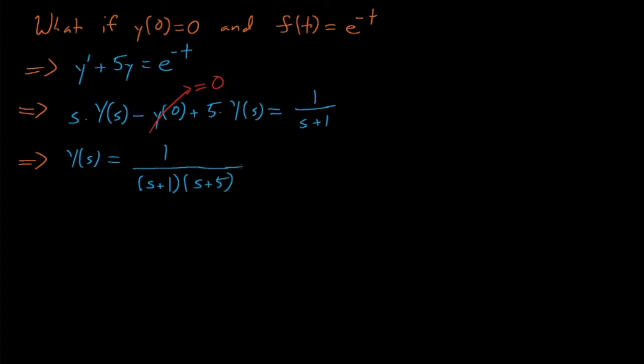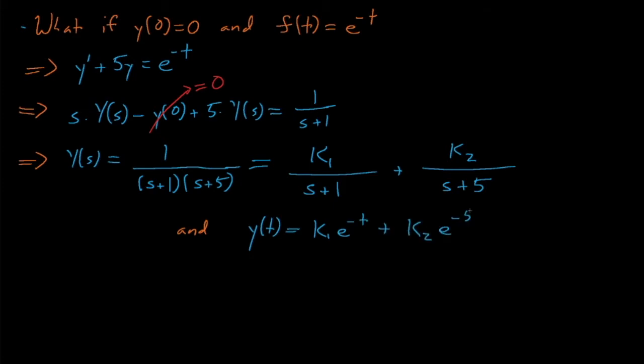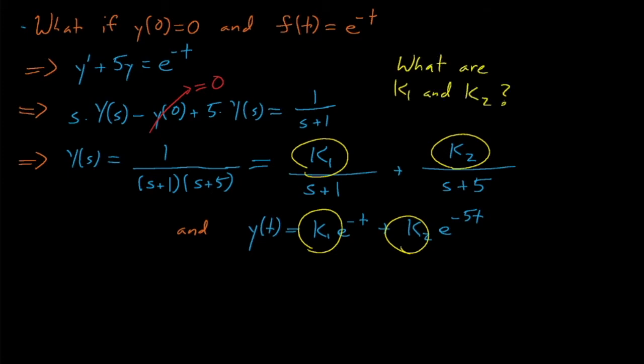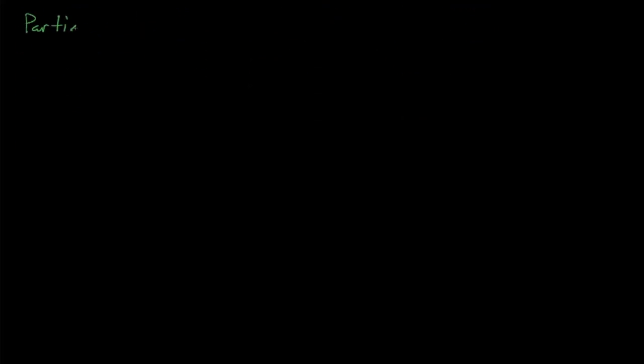We can decompose this product into the sum of two fractions, some constant k1 divided by s plus 1 and some constant k2 divided by s plus 5, and we easily see that the inverse Laplace transform of this expression gives us that y of t is equal to k1 times e to the negative t plus k2 times e to the negative 5t. So what are k1 and k2, and how can we consistently find their value when we decompose fractions like 1 over s plus 1 times s plus 5 into their individual fraction components? To do this, we'll use partial fraction expansions.